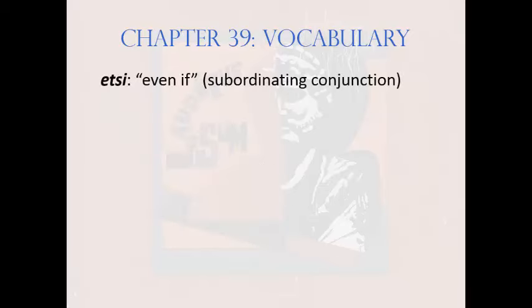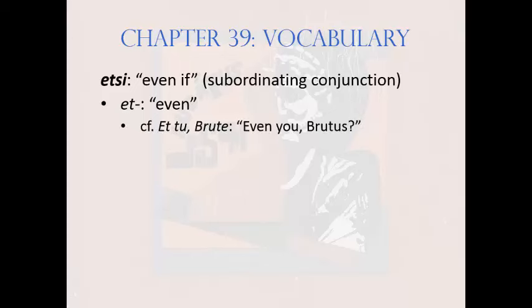Next up is etsi, a subordinating conjunction that means even if. Remember that et doesn't just mean and, it can also mean even. Et tu, Brute? Even you, Brutus? After that is quasi, meaning as if. Another subordinating conjunction, or adverb. And I'll answer your question before you ask it.